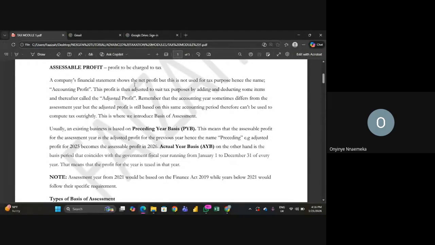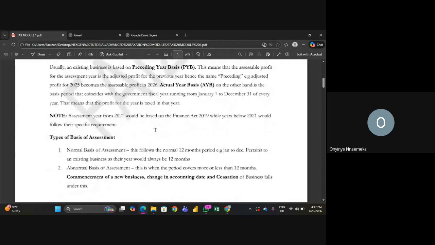But in actual year basis, you are paying the tax on that particular profit in the year in which the profit was made, in that same year, actual year basis. So going forward, we are going to be using PYB, AYB. I don't believe this is new. I want to believe it's not something that is new to you. It's something that is familiar, AYB and PYB.